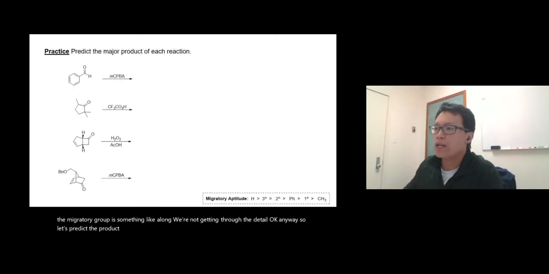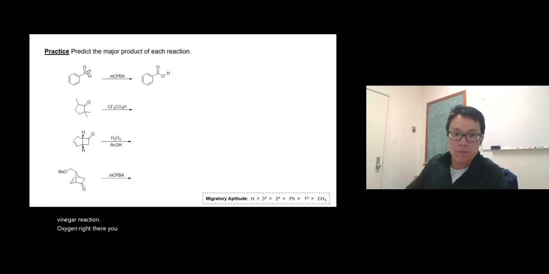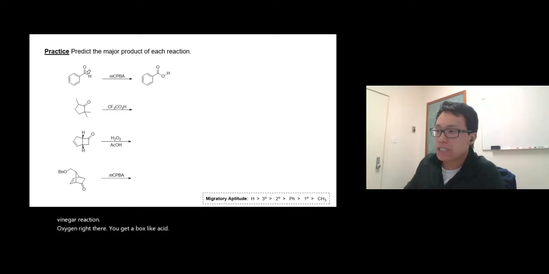All right, so this is how we do it. We have phenyl versus hydrogen. Hydrogen is the best migrator. So we're going to insert oxygen with mCPBA in a Baeyer-Villiger reaction. Oxygen right there, and you get a carboxylic acid. All right, let's do the second one together.